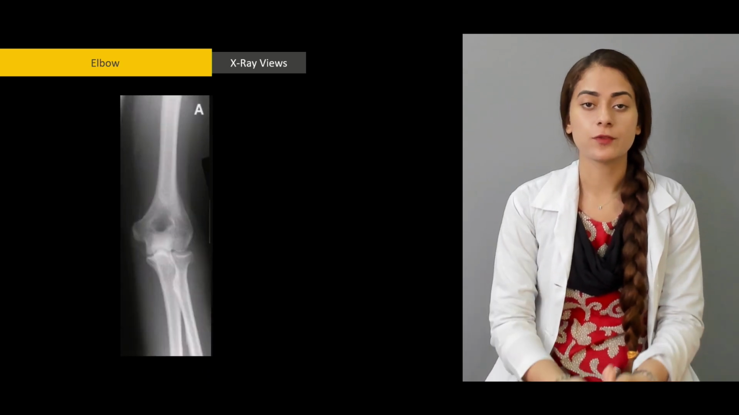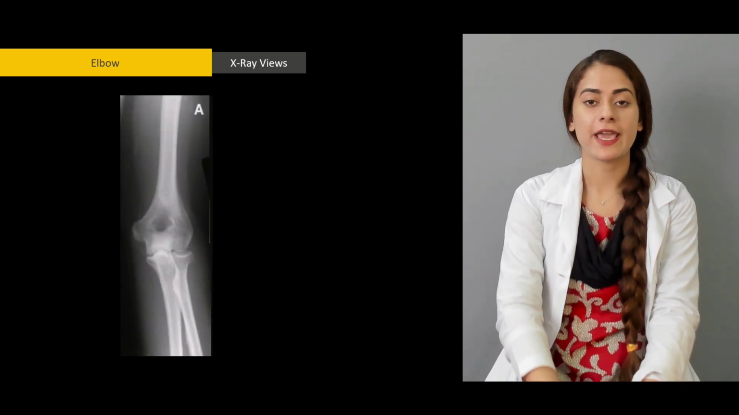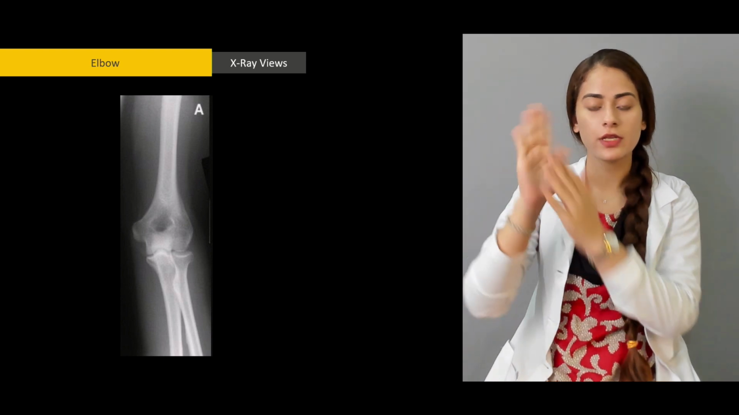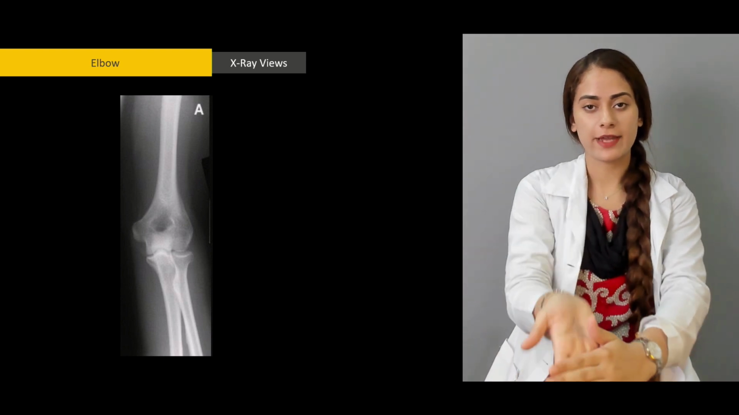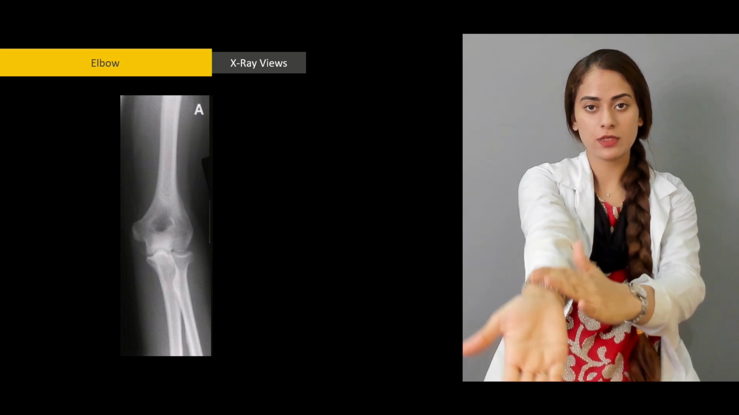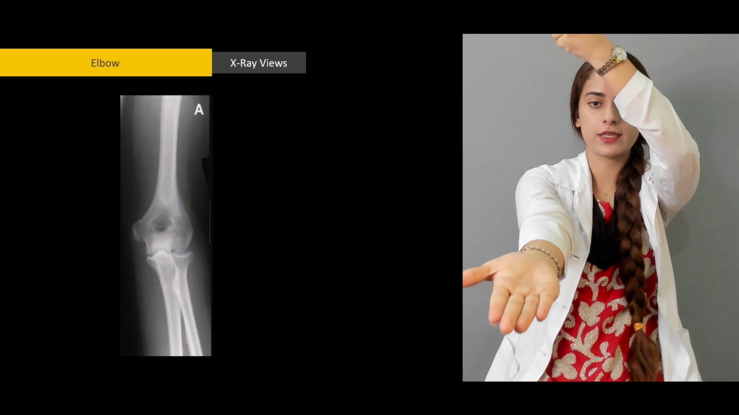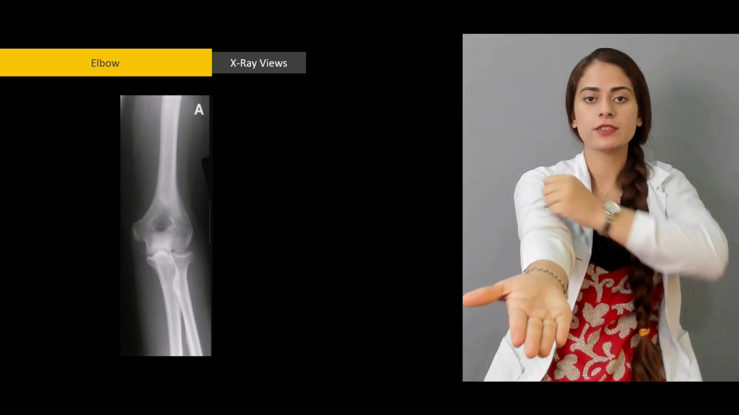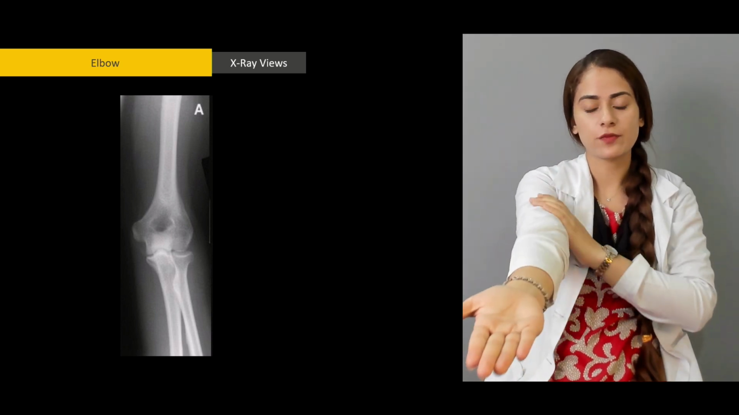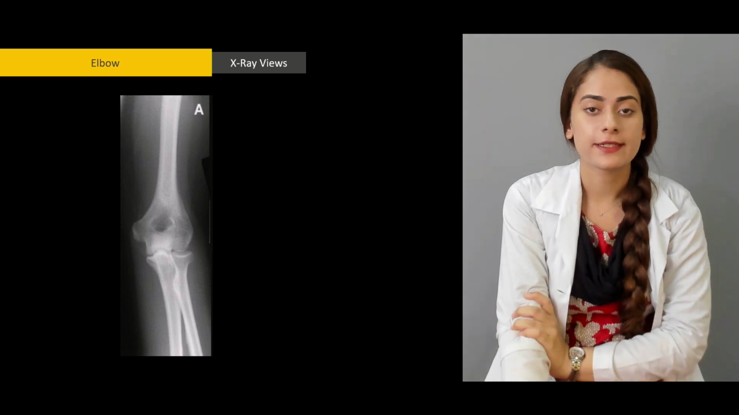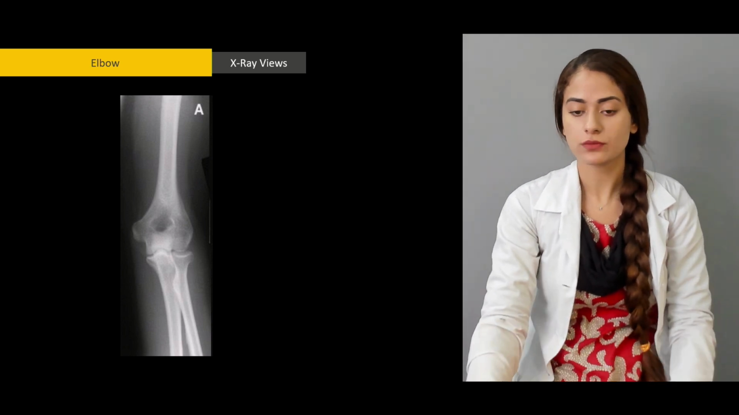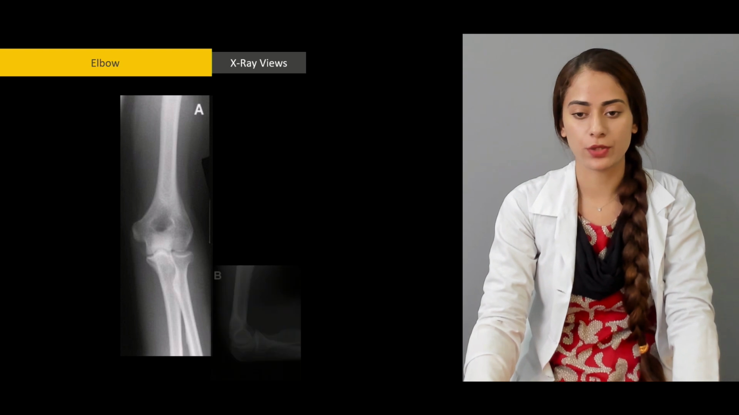So the first x-ray view that we take is the AP. This is the anatomical position. If I put my hand like this, this is the AP view. If my hand is placed like this and the x-ray tube is perpendicular to this orientation of my arm, then it will give us an AP view, or the anterior posterior view.